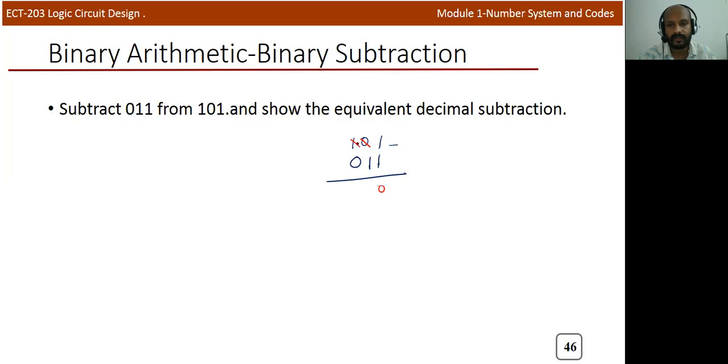If you borrow 1 from here, it becomes 0, and here it becomes 10. Now we need to consider 10 minus 1, so it will be 1, and the third column now is 0, so 0 minus 0 is 0. So you'll get 010 as the answer.